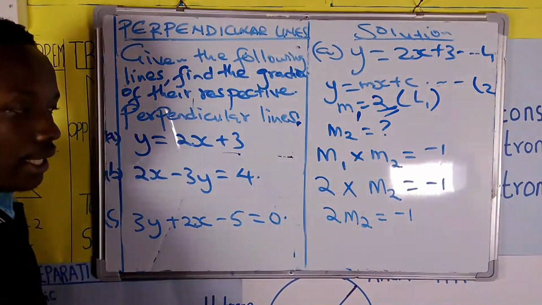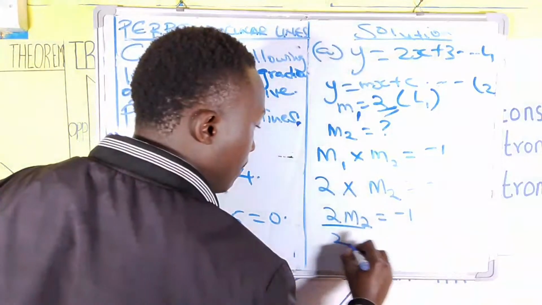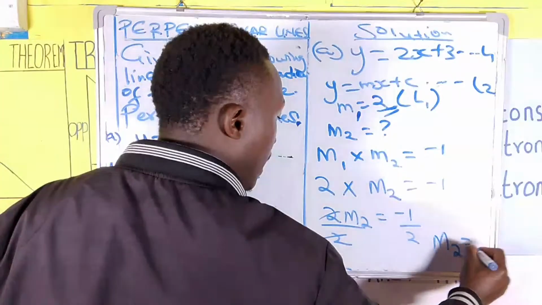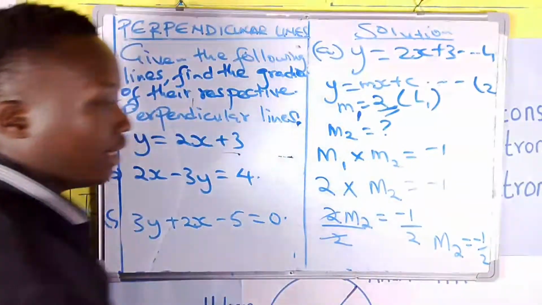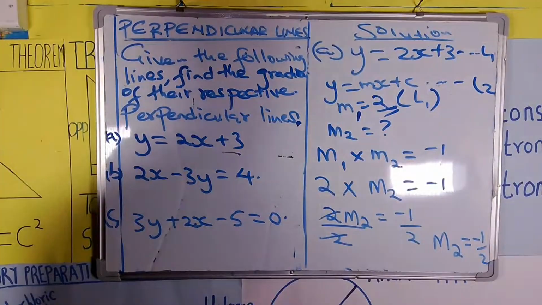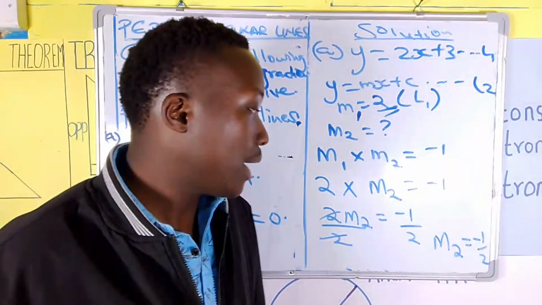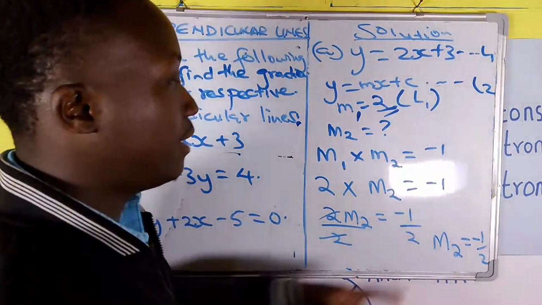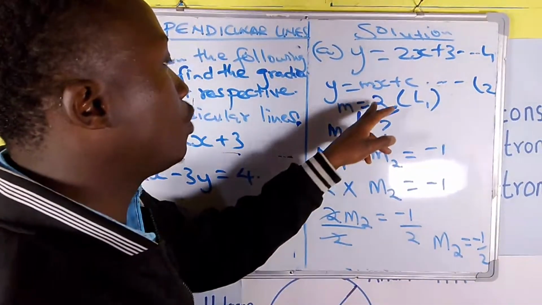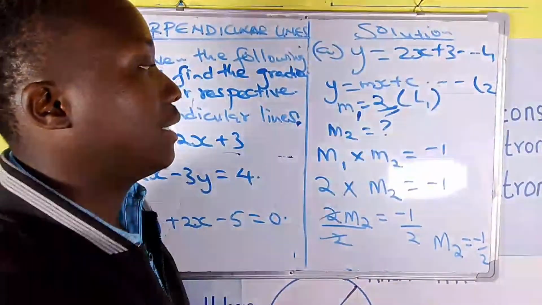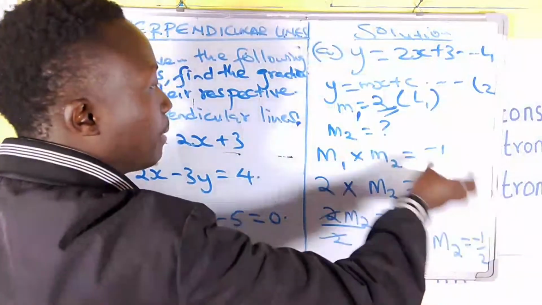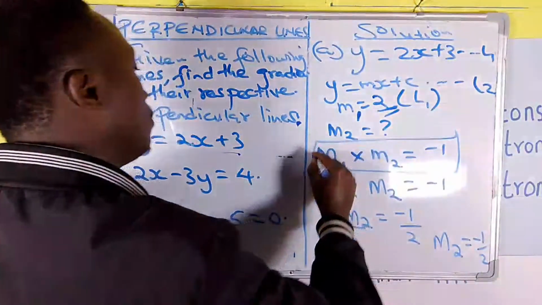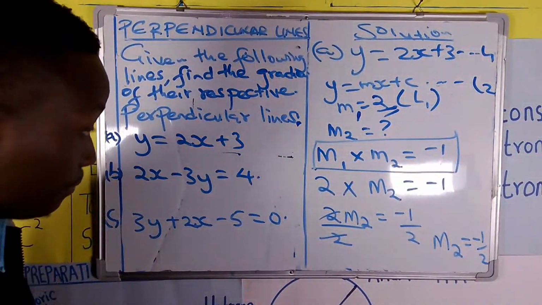And for us to get m2, we will divide both sides by 2, and we'll end up getting our m2 as -1/2. If you confirm using your scientific calculator, you can agree with me that negative a half multiplied by 2 is equal to negative 1. So that confirms that the two lines will be perpendicular.